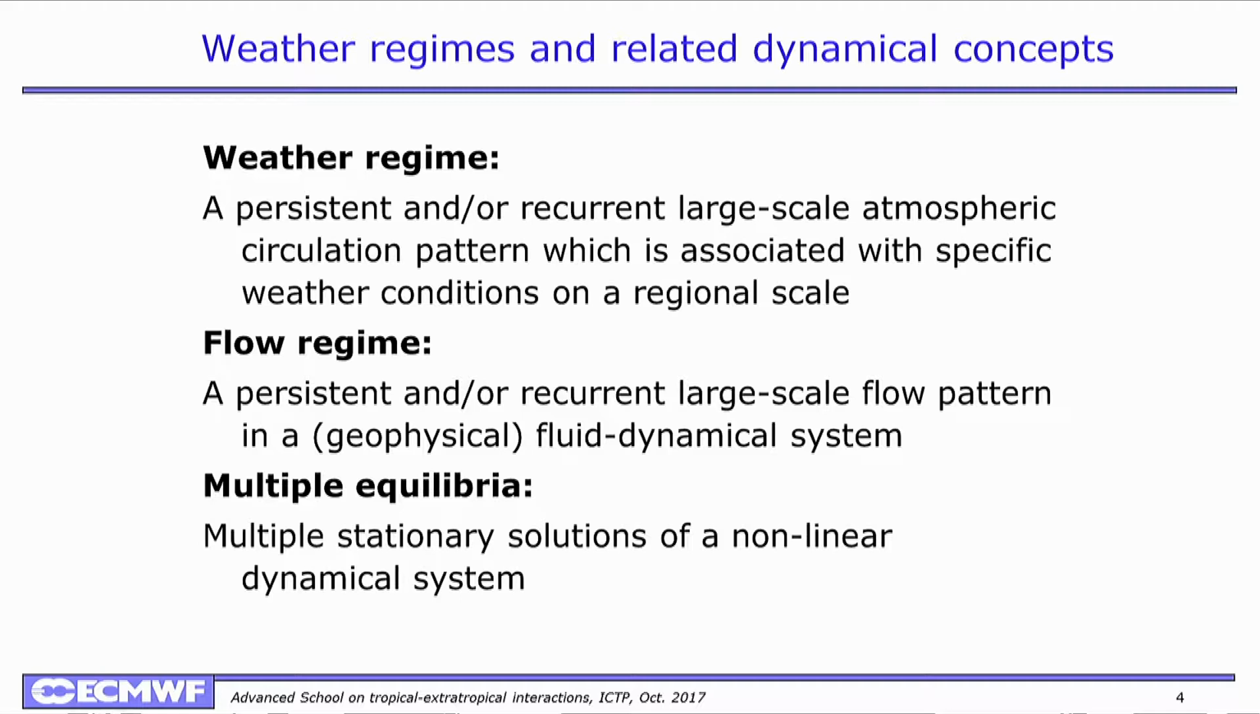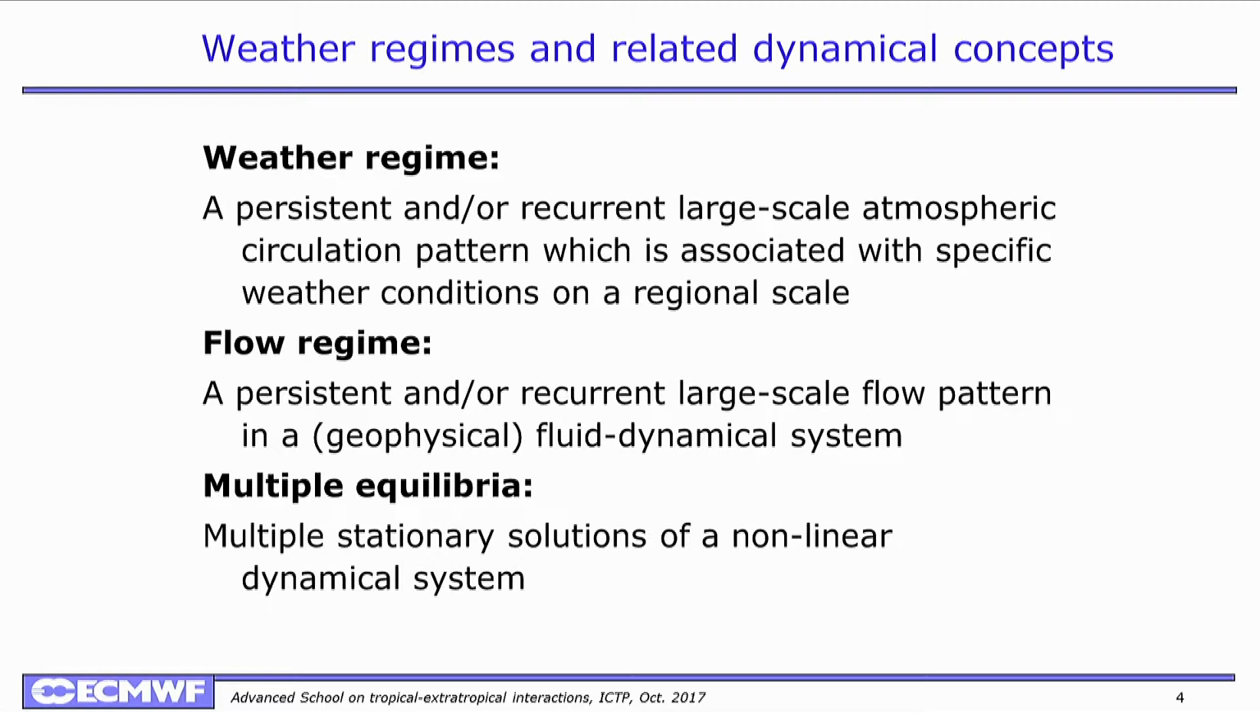Nowadays, we mostly refer to these patterns as either circulation regimes or weather regimes. Actually, there is a sequence of dynamical concepts which are strictly related. If we talk about weather regimes, we usually mean a persistent or recurrent large-scale atmospheric circulation pattern which is associated with specific weather conditions on a regional scale. This is what Angel has shown. So you may have a circulation pattern that determines, for example, the patterns of precipitation, and the same thing holds for the North Atlantic Oscillation. The different phases move the precipitation from Northern Europe to Southern Europe or vice versa.